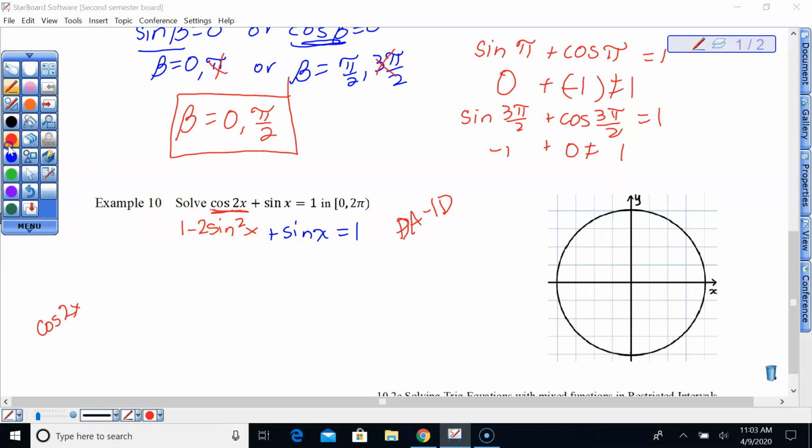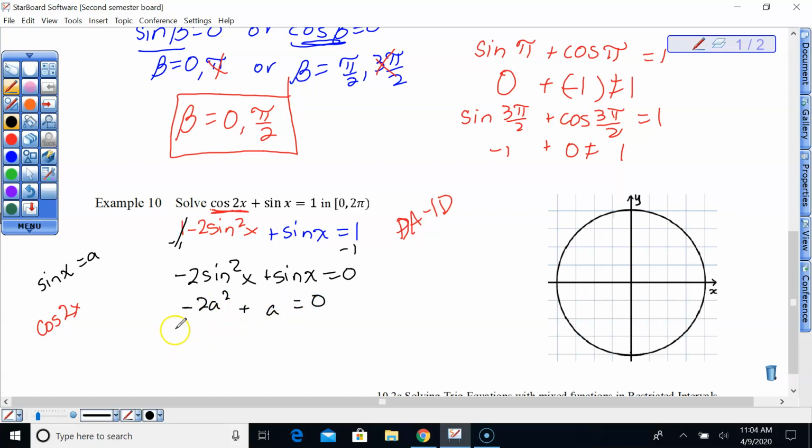Okay, so now we'll simplify that. I'll grab my black pen here. We'll simplify that equation here. I'll subtract this 1 to this side. So we get negative 2 sine squared x plus sine x equals 0. And if you want, you can use your substitution where we let sine x equal a. It's up to you. So we'll do negative 2a squared plus a equals 0, and use your factoring here.